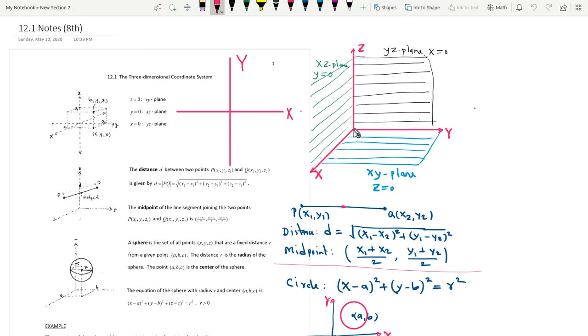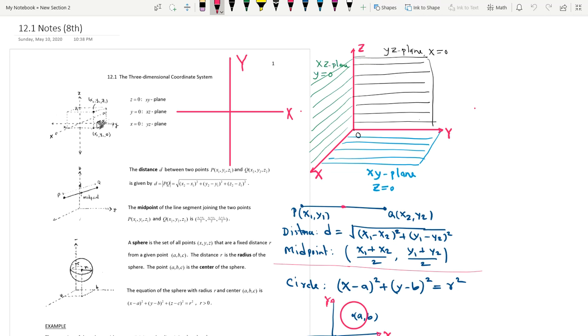You can think of the corner of your room. So this x-axis is one direction, this y-axis is another direction, and this one is the height of your room, and this is the floor, your room floor. Now this one is called the xy plane where z equals 0, and this is called the xz plane where y equals 0, and this one is called the yz plane where x equals 0.